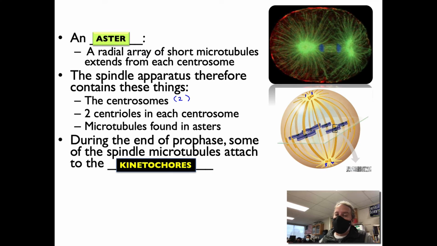So those little kinetochores are here. You can see them in black here and here, provide a handle. You can see those microtubules connecting right to them. Okay?